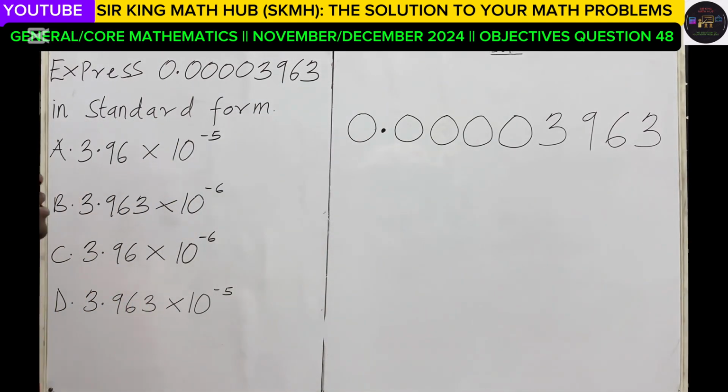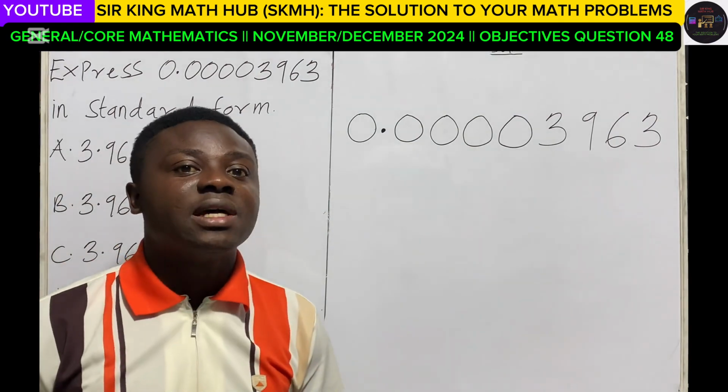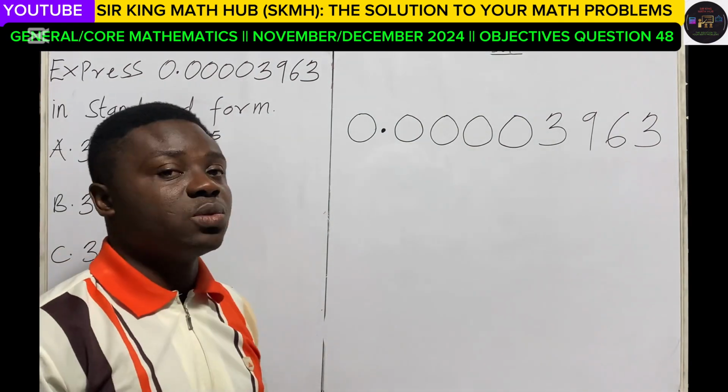Let's solve this past question on core mathematics, November-December 2024. Objective question number 48. So we are to express 0.00003963 in standard form. So how do we do that? So this is what we do.